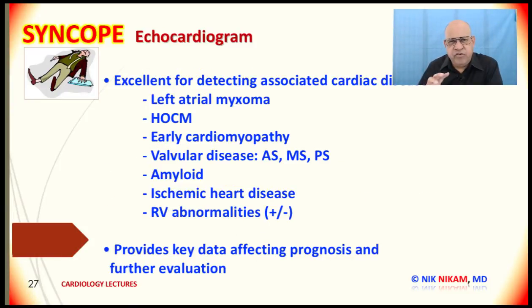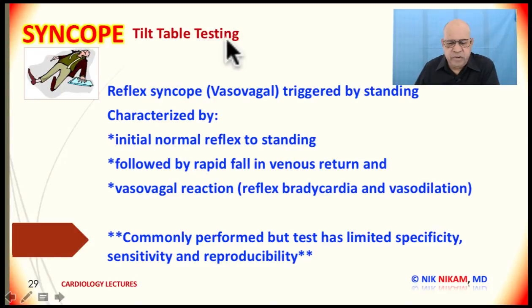Of course, the echocardiogram is excellent for looking for structural heart disease. This is one of the best tests to look for structural heart disease, because even nuclear stress test won't tell you about the structural heart disease as much as an echocardiogram can. Here we can identify myxomas, hypertrophic cardiomyopathy, or congestive cardiomyopathy, valvular stenosis and leaks, ischemic heart disease, and of course right ventricular abnormalities. Echocardiogram also provides a prognostic indication.